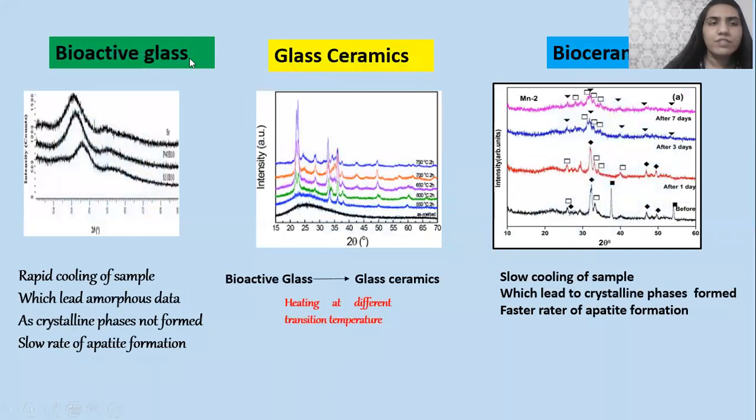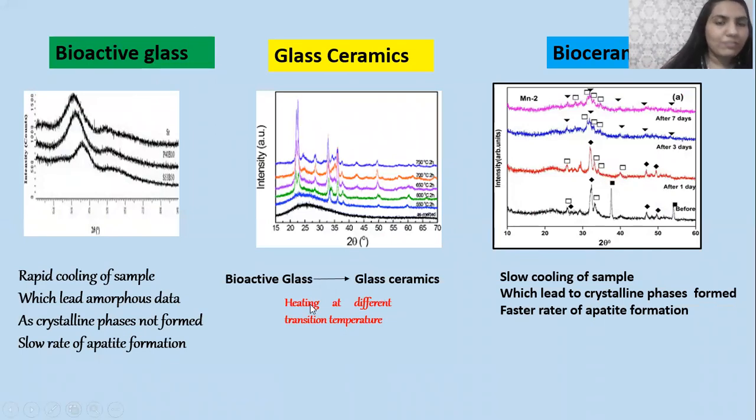Now, what is the difference between the bioactive glass, glass ceramics, and bioceramics? And which one is better? When we talk about the bioactive glass, from the XRD data we can see the amorphous peaks, which are formed when we did rapid cooling of the sample, which led to the amorphous data. So there are no crystalline phases, and this is known as bioactive glass.